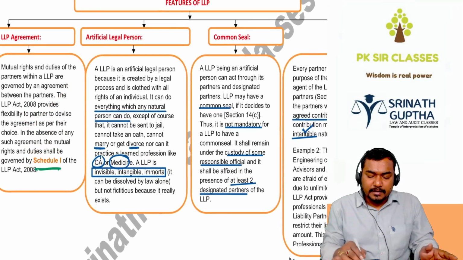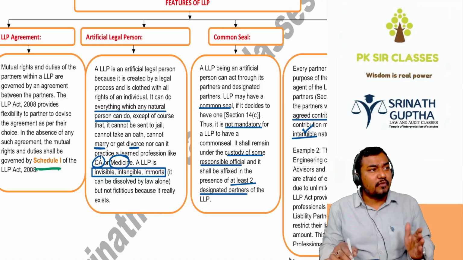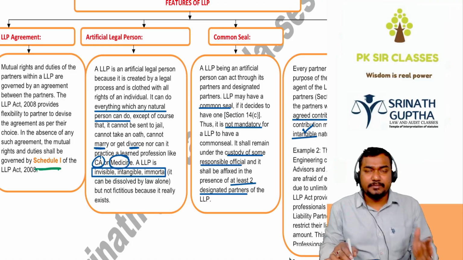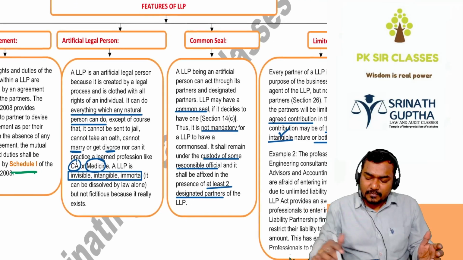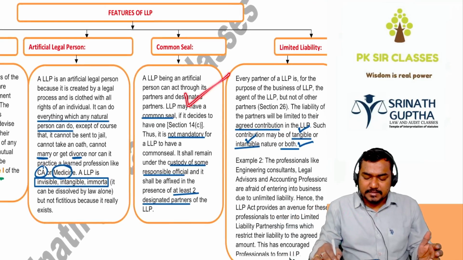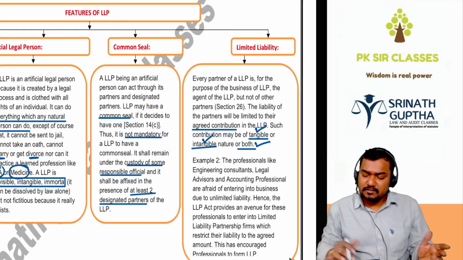So LLP is an artificial person in the eyes of law. It can do everything a natural person can do, except getting married, getting sick. LLP may have a common seal, but it is not mandatory. It may have a common seal, it may not.